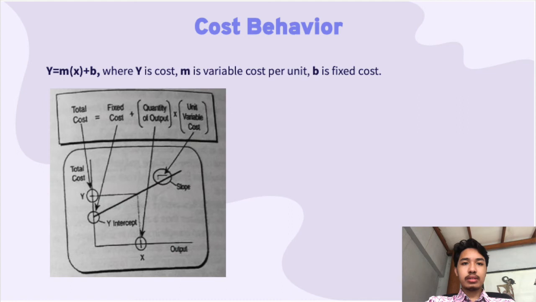Secondly, cost behavior analysis. Cost behavior uses the concept of fixed and variable cost. As we know, there are two behaviors of cost, fixed and variable. Any cost can be made into an equation using the formula y = mx + b. The y variable is the cost, the m variable is the variable cost per unit, the x is the unit amount, and the b is the fixed cost.